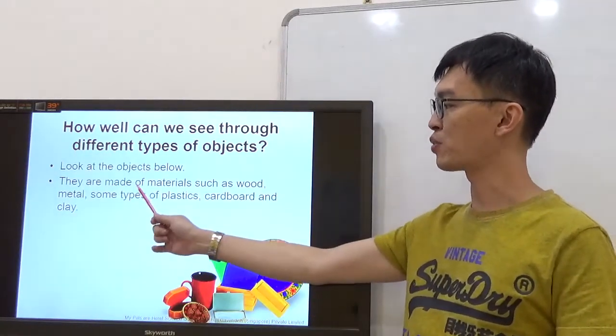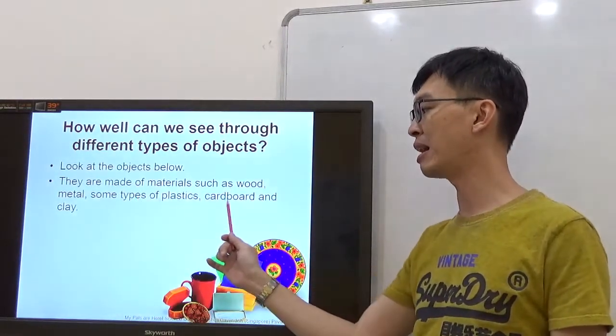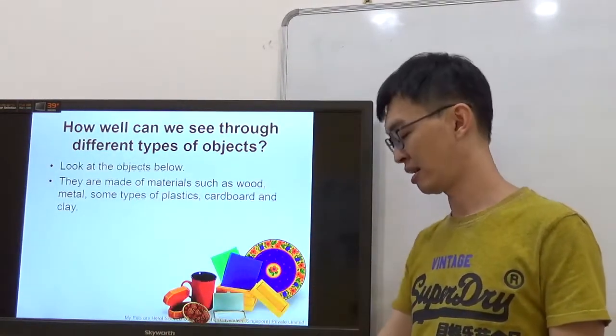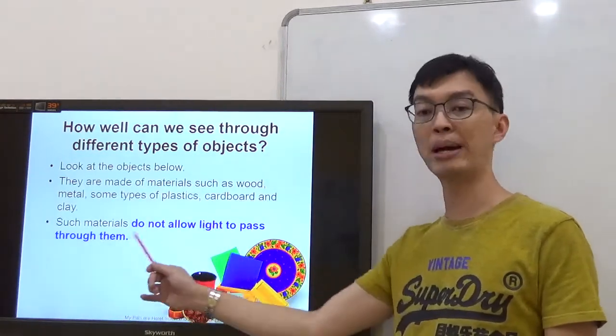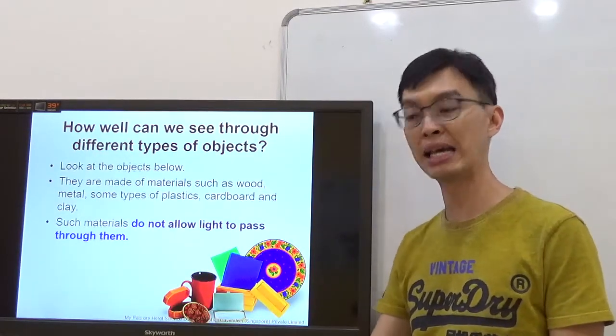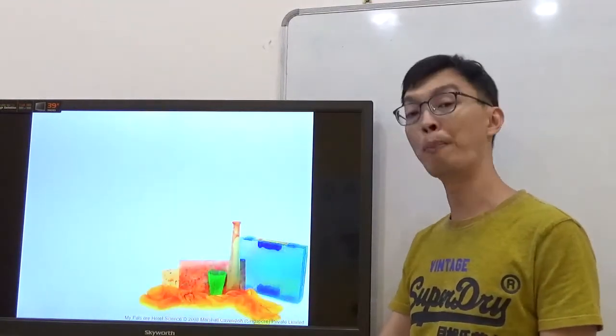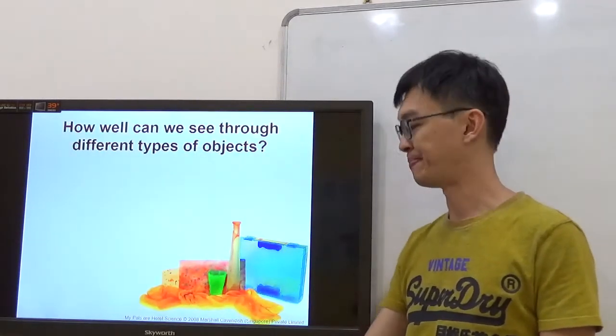Okay, so the first one, they are made of materials such as wood, metal, some types of plastic, cardboard, and clay. Such materials do not allow light to pass through them. Now, when light could not pass through the object, we say that they are opaque materials. So, let's go to the next one.